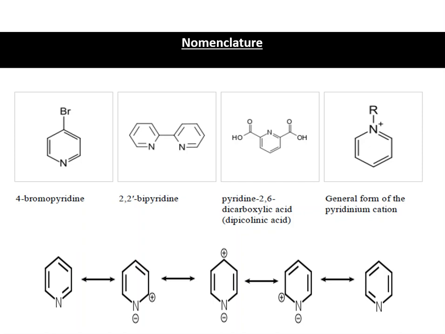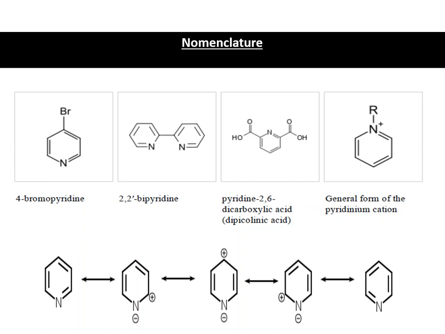Next is 2,6-dicarboxylic acid, or dipicolinic acid. And next is the general formula for pyridinium salts. They form pyridinium salts, quaternary salts of ammonia. Any positive charge where the lone pair of nitrogen is used in bond formation, forming a coordinate bond, is known as a pyridinium cation. And this is the following resonance structure.